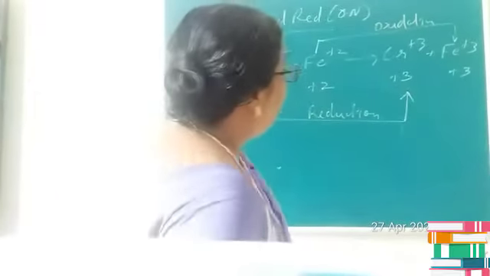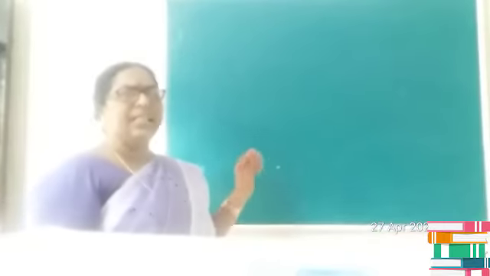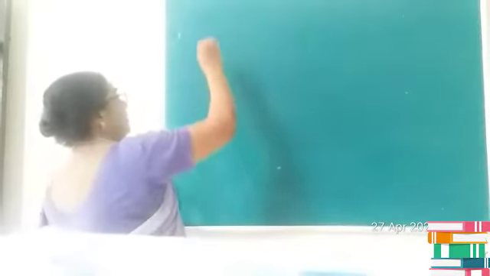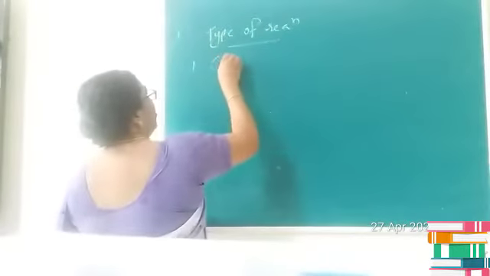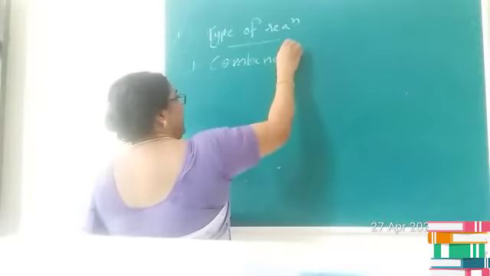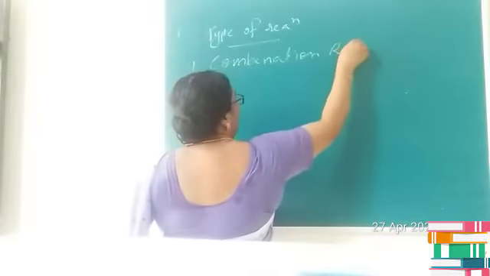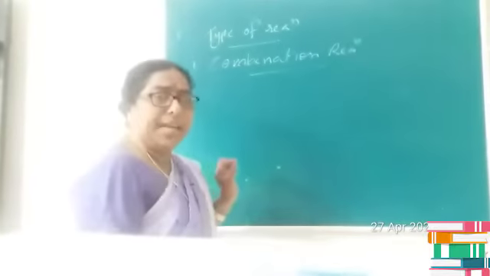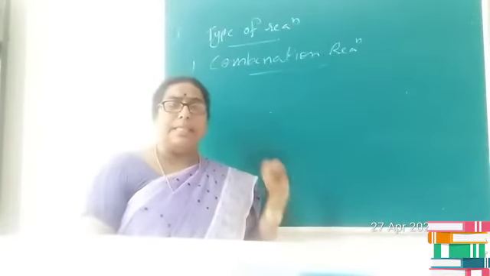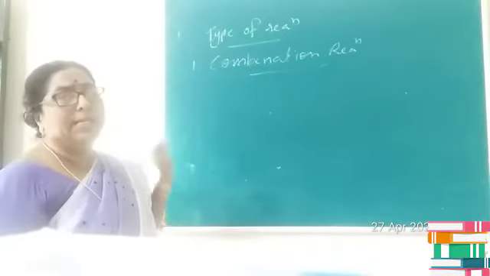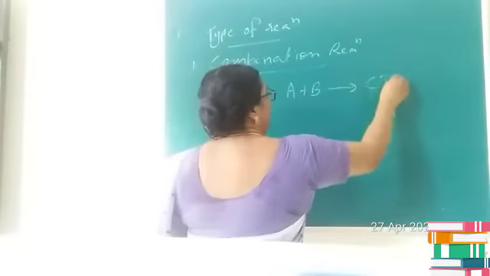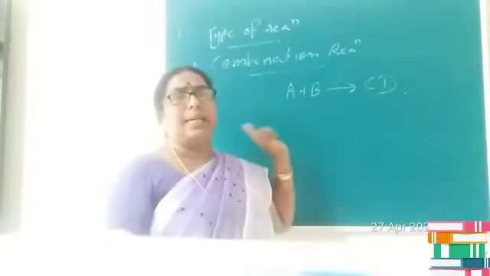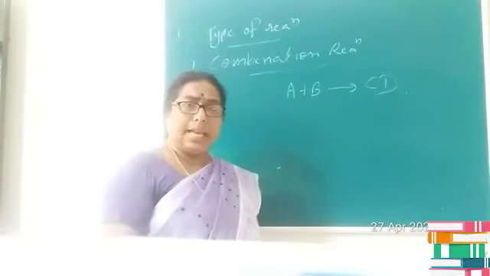Okay, now let us study the types of reaction. Actually, children, this topic you have studied in 10th class. We are just recalling those same types of reaction. The first one, let us consider, is the combination reaction. As the name indicates, a combination reaction is the type of reaction in which simple elements combine together to form a complex product.